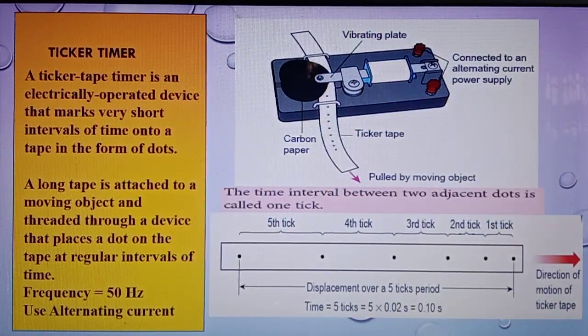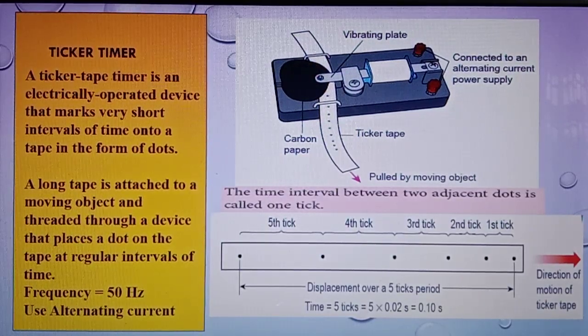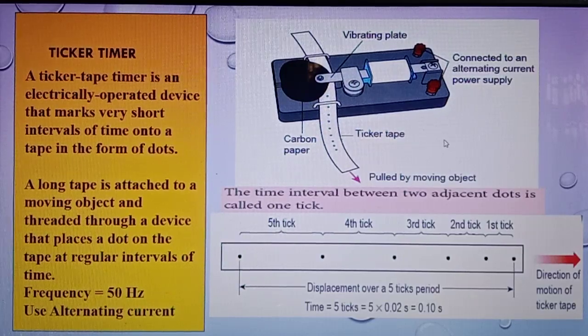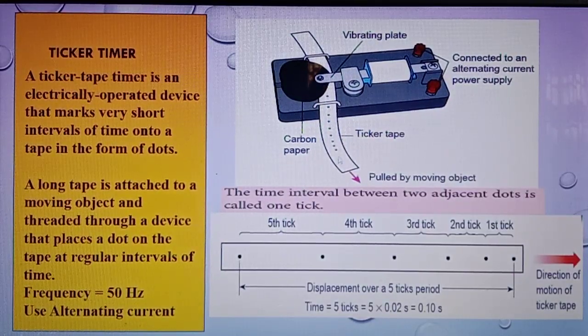A ticker timer is a device used to analyze motion. If you look at the diagram here, this is a ticker timer that you can find in the lab. It consists of a vibrating plate and there's a sharp end here. Once you turn on the ticker timer, the vibrating plate will vibrate and the sharp end will knock on the ticker tape and produce dots.